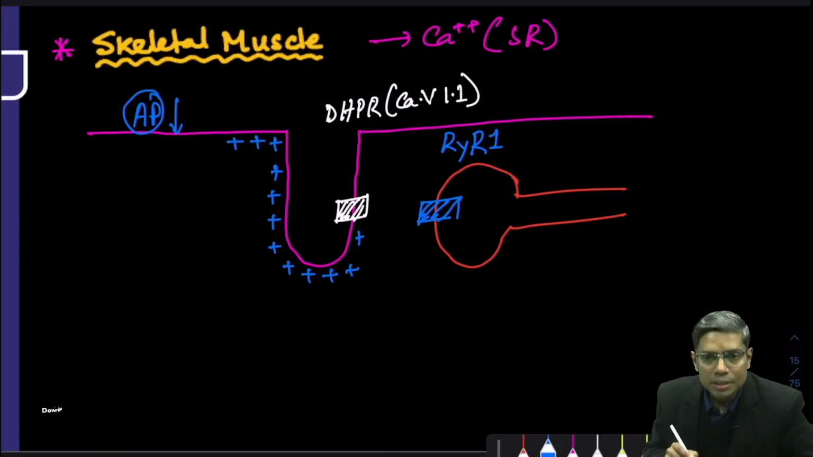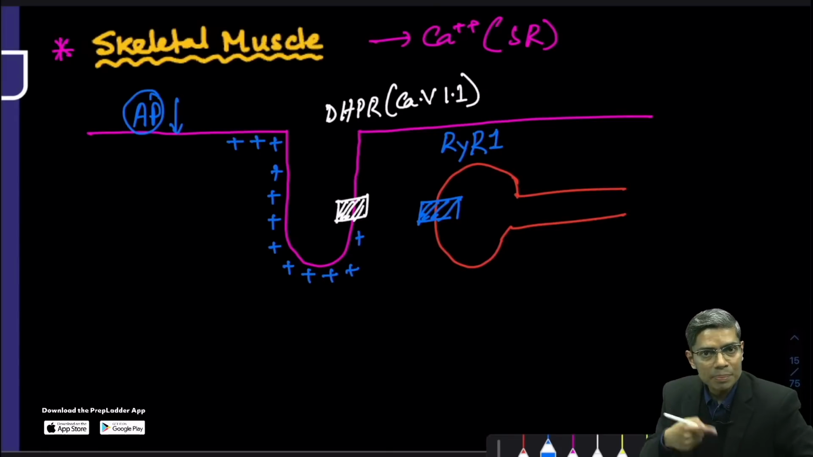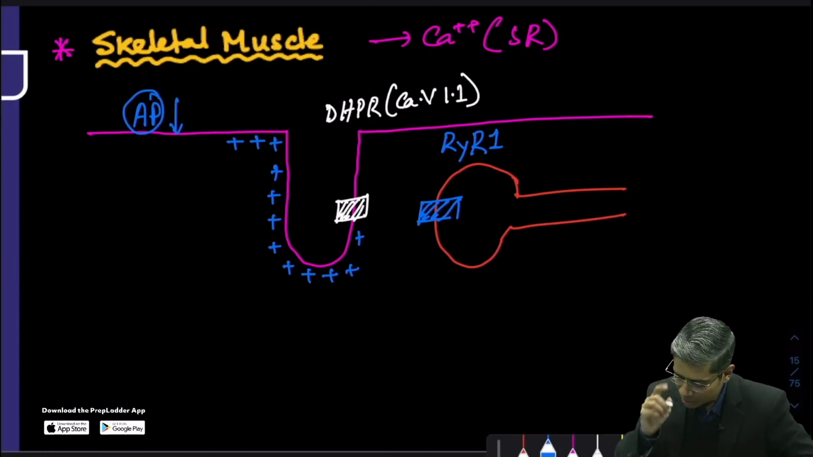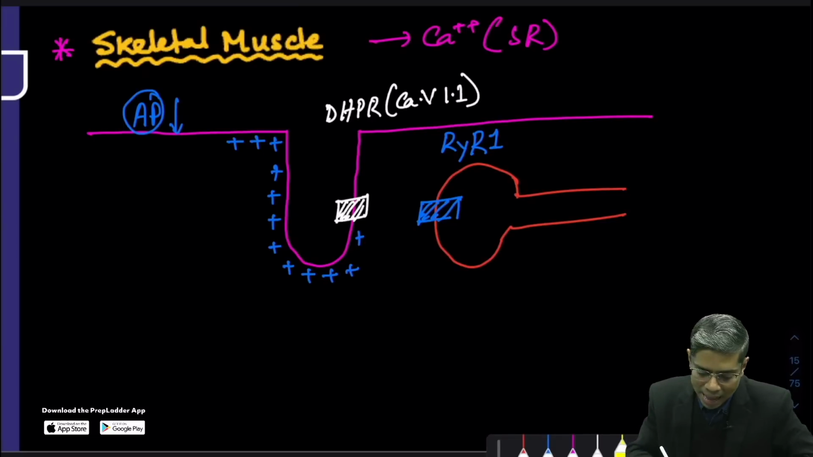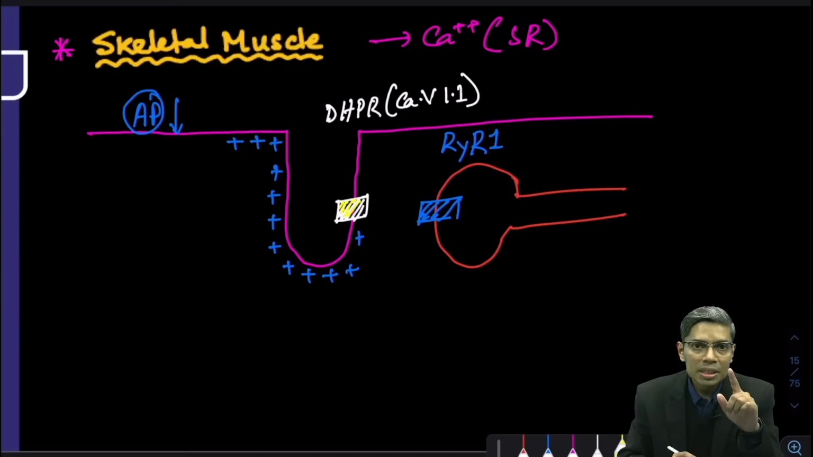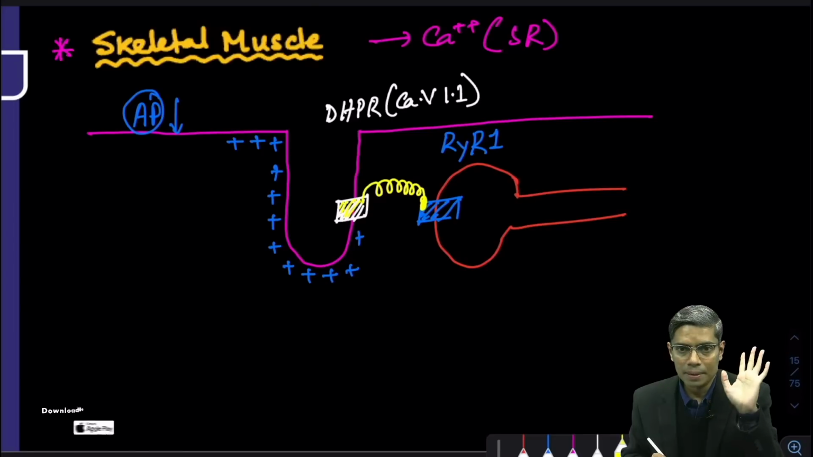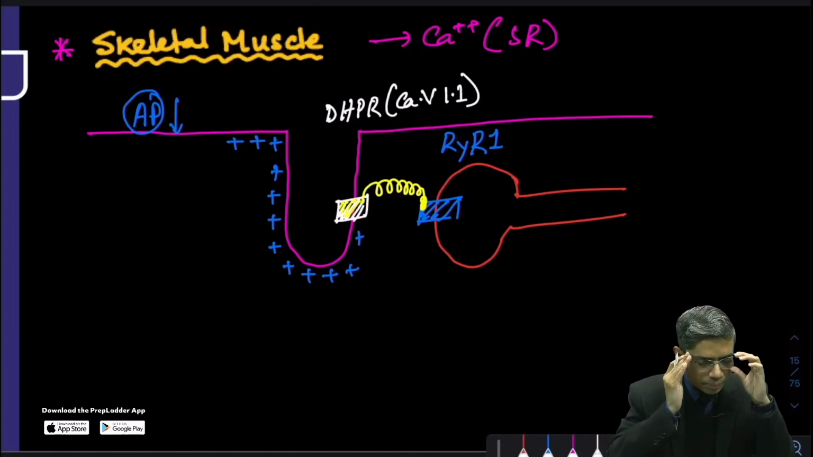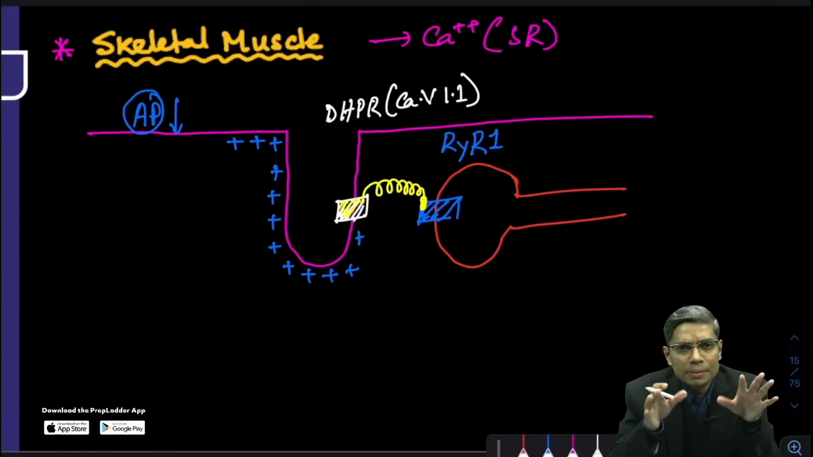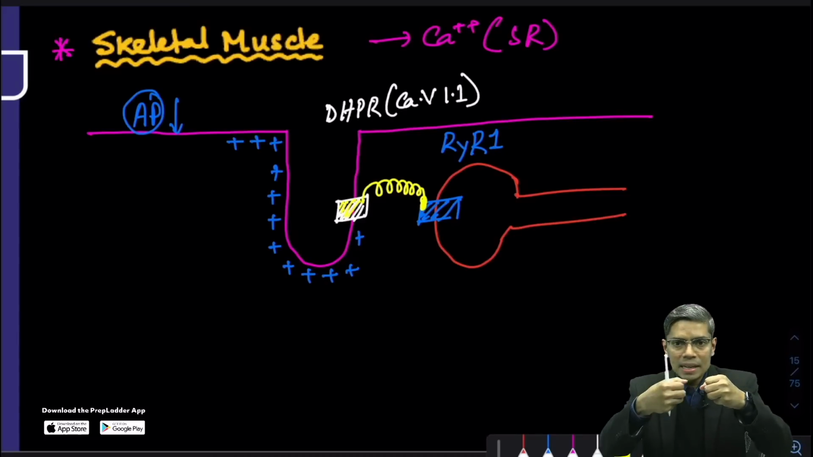This depolarization, the positive sign, the change in RMP, that is depolarization. This depolarization will activate this DHPR channel. After the activation, concentrate, the DHPR channel will change its conformation, and one part of the DHPR channel is going to interact with this RYR channel. So this is basically DHPR and RYR.